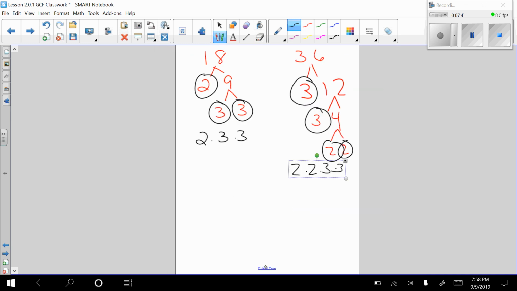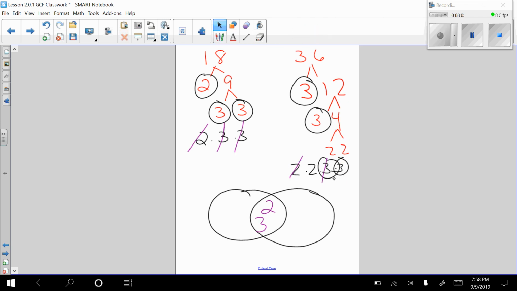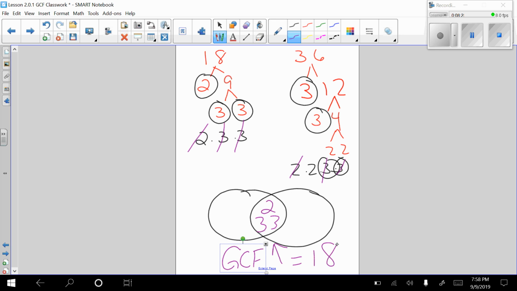Now I can go ahead and draw my Venn diagram. And let's see what I have in common. Well, I have a 2 here and a 2 here, so I'm going to put one 2 in the middle. I have a 3 here and a 3 here, so I'm going to put a 3 in the middle. I have another 3 and another 3, so I'm going to put another 3 in the middle. Now, I can multiply those together. 2 times 3 times 3 gives me my GCF. Well, 3 times 3 is 9 times 2. That's going to equal 18. So there I can see that my greatest common factor is 18.